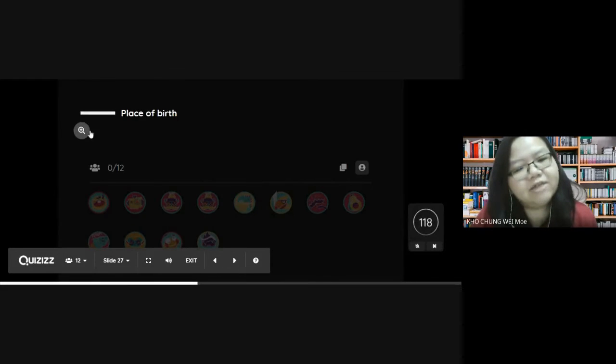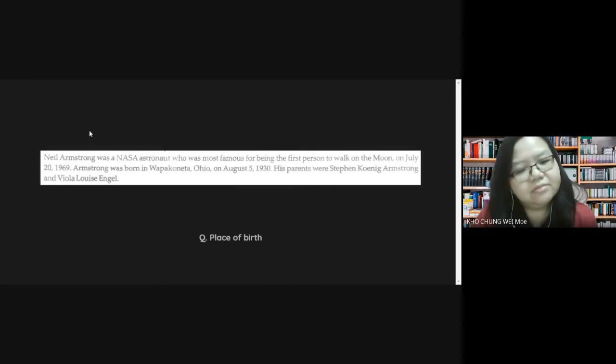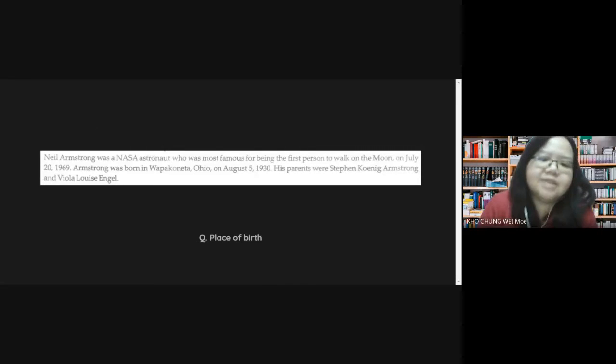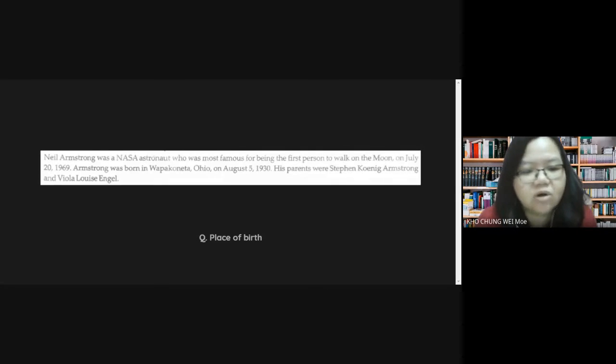Place of birth. Neil Armstrong was a NASA astronaut who was most famous for being the first person to walk on the moon on July 20th, 1969. Armstrong was born in Wapakoneta, Ohio on August 5th, 1930. His parents were Stephen Koenig Armstrong and Viola Louise Engel. So, what is his place of birth? Armstrong, place of birth.